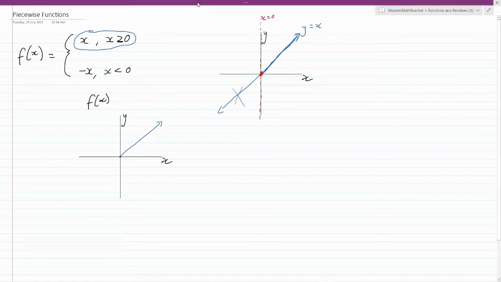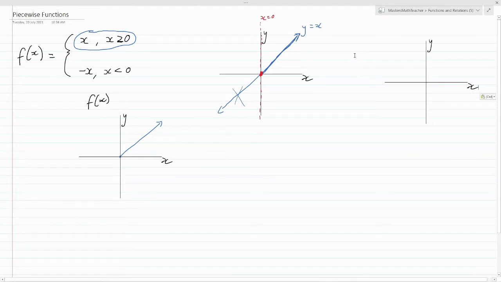Okay, let's look at the second part of this graph. So I'm going to pull up another graph. We're looking at the negative x graph, so I'm going to pull out green for this guy. The negative x graph looks like this, obviously going through the origin. Draw a dot there because obviously that goes through the origin.